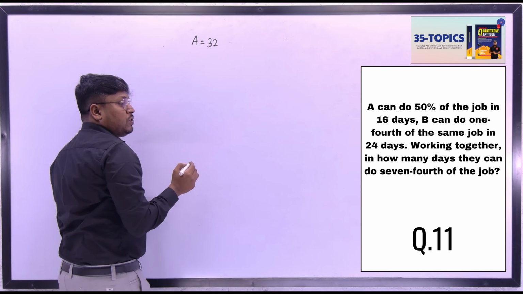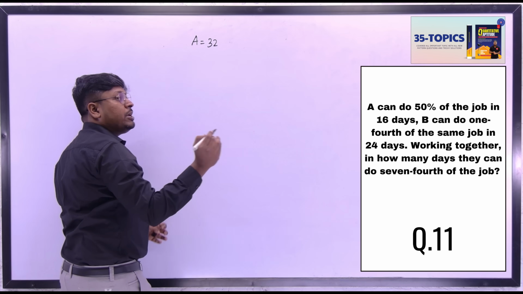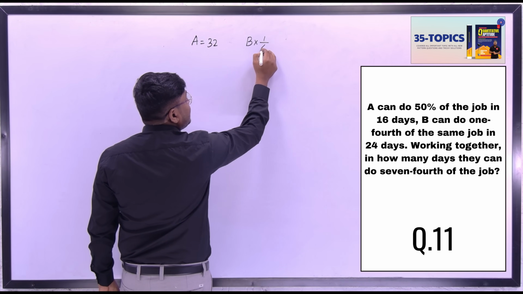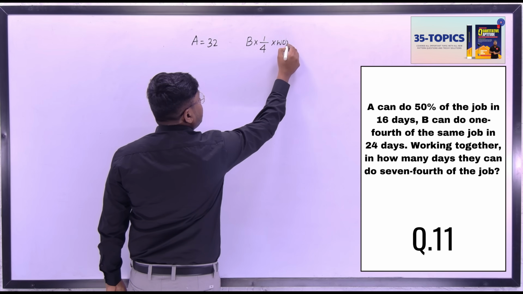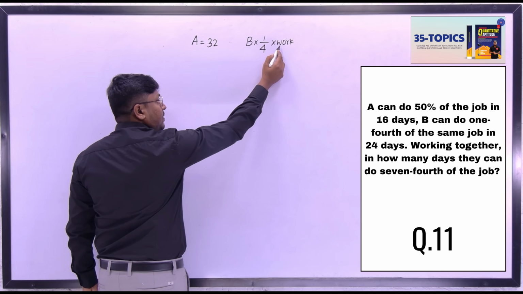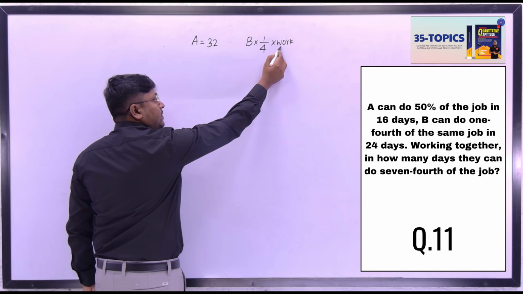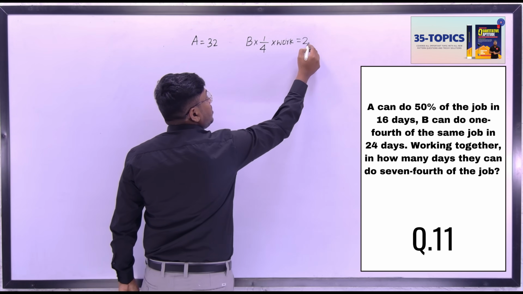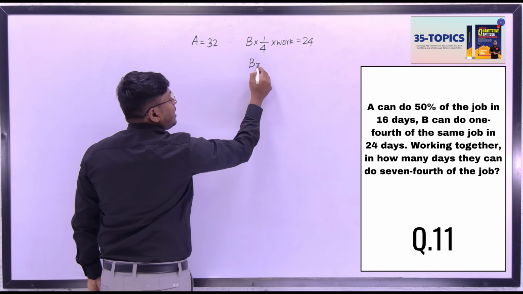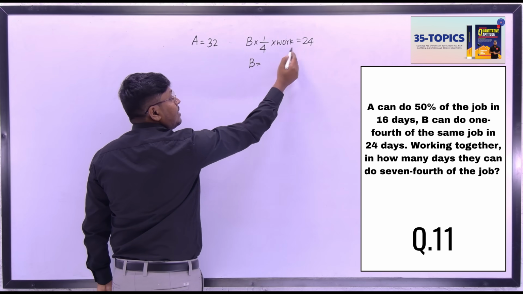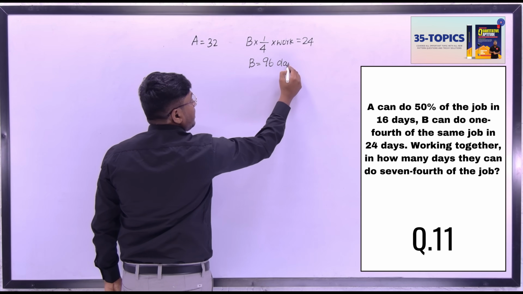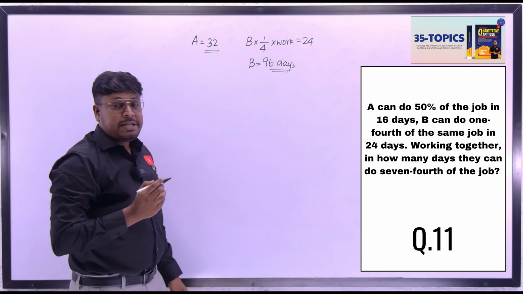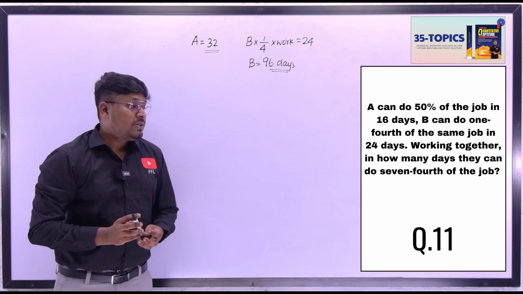Similarly, B can do 1/4 of the same job in 24 days. Just listen here, B can do 1/4 of the same job. That means out of the whole work, 1/4 of the same job is completed in 24 days. That means B alone can complete the total work in 96 days. So A will be completing the piece of work in 32 days, B will be completing the piece of work in 96 days.